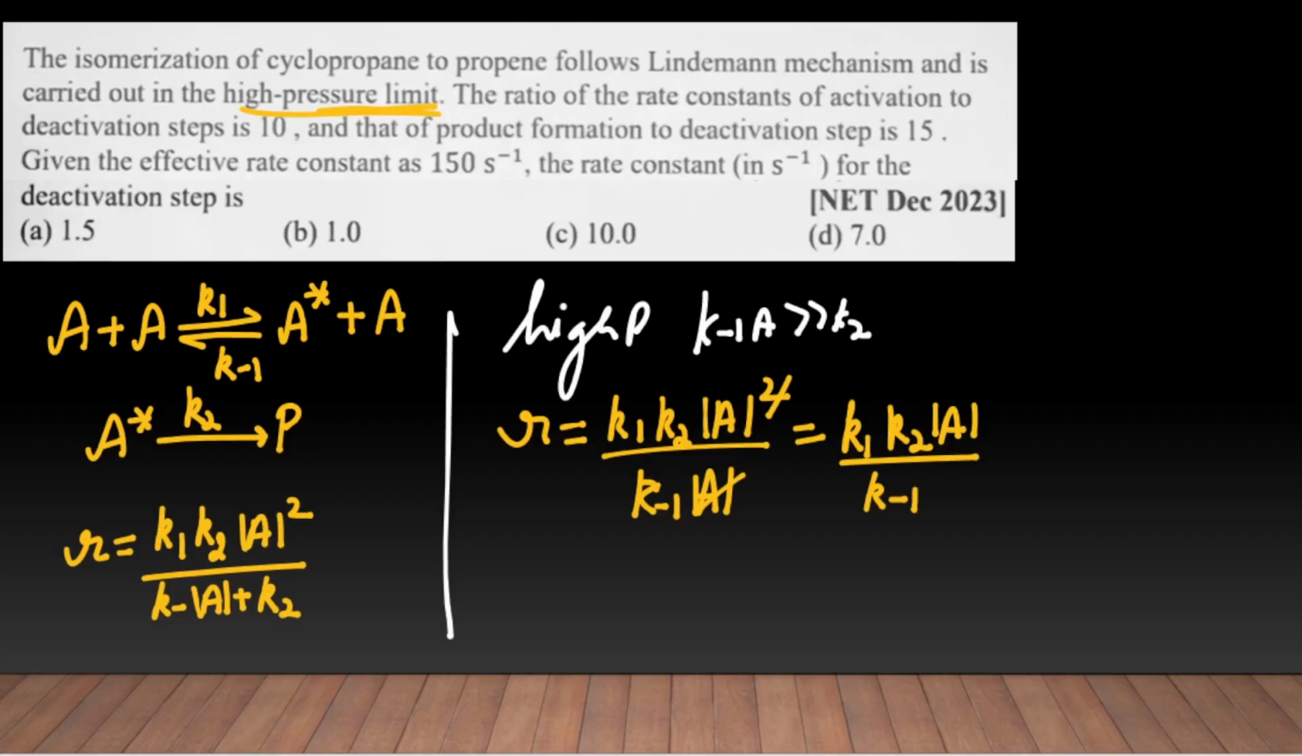Now the next statement says the ratio of the rate constant of the activation to the deactivation step is 10. The activation step rate constant is K1, and for the deactivation the rate constant is K inverse, right? So the first step is the activation, the reverse of it is deactivation, and the third step is called the decomposition.